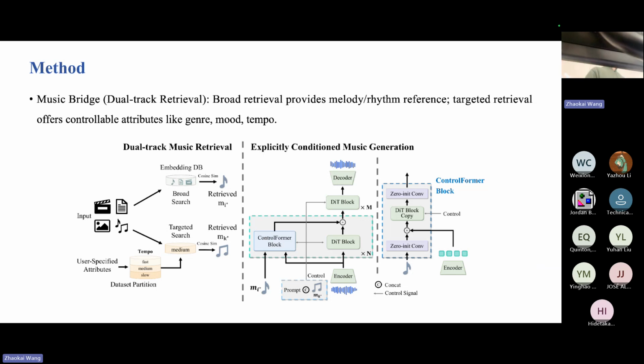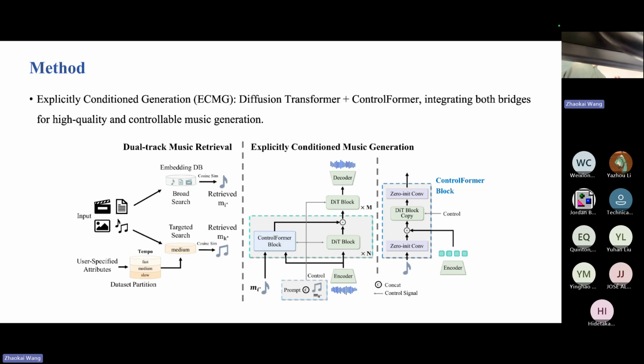And for the targeted retrieval, the criterion is that we want user-defined attributes to be similar, such as the tempo, the genre, the instruments, the mood. So we try to retrieve music from this database that has attributes similar to the user-defined attributes. So we have these two sets of music, one from the broad retrieval and one from the targeted retrieval, and we just integrate them into this ECMG module.